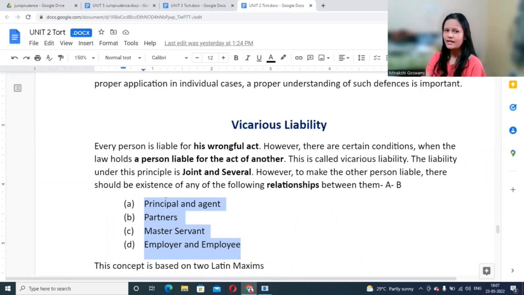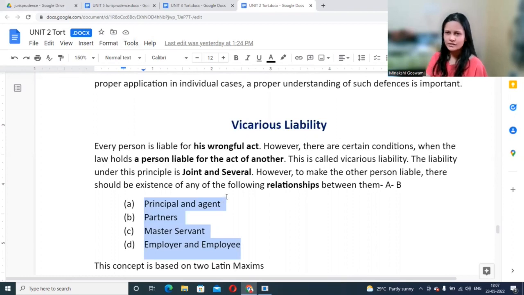Okay, so the relations are principal and agent, partners, master servant, employer and employee. What is principal and agent? Under Indian Contract Act, we get a certain type, right? Like we have this contract of agency. There one person is superior, one person is the principal, another person is appointed as his agent, principal agent. Same ways we have Partnership Act that mentions what is a relation of partnership, right?